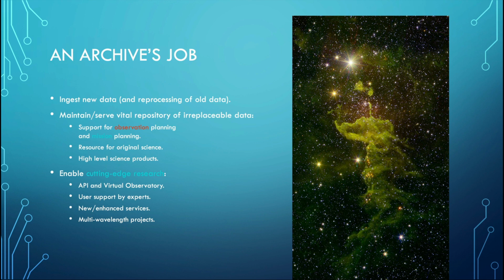We have to support observation planning, but also in the context of NASA, mission planning. There's tons of original science that is waiting to happen in the archives, and we have to serve high-level science products, meaning data that are ready to use right now that you can get from the archive. And we have to enable cutting-edge research at all levels. APIs are application programming interfaces, which means that you can build software that interacts directly with the archive.